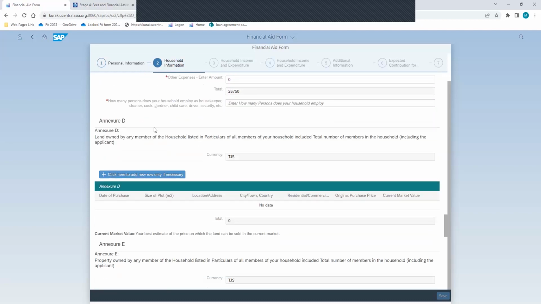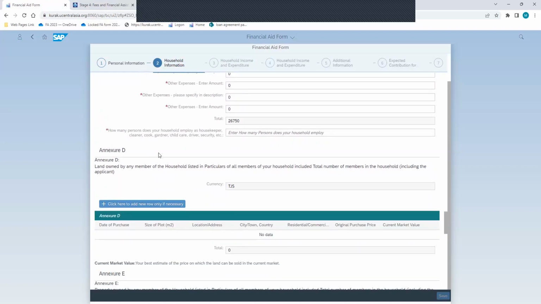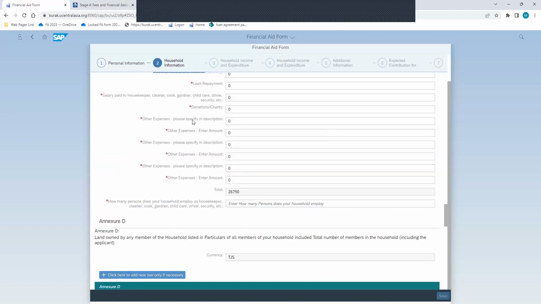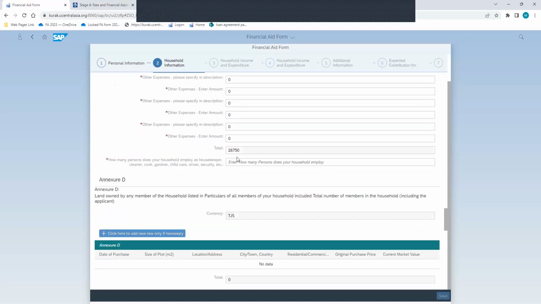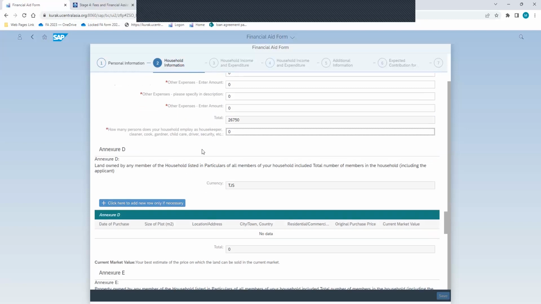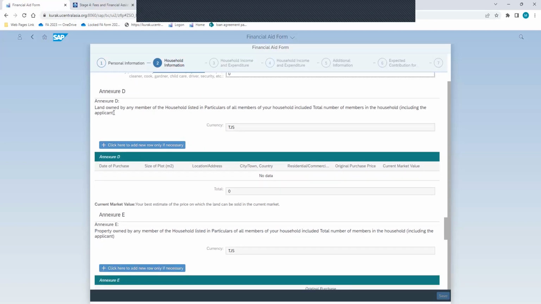And I think now we have to go to Annex D. Yes, exactly. Oh, by the way, here is a question. How many persons does your household employ as housekeeper? Please bear in mind, if you miss any of these asterisk questions, which are mandatory, you will not be able to submit your application. So be very, very careful. I've been asked again, how many persons does your household employ? I'm answering no. And Annex D, land.